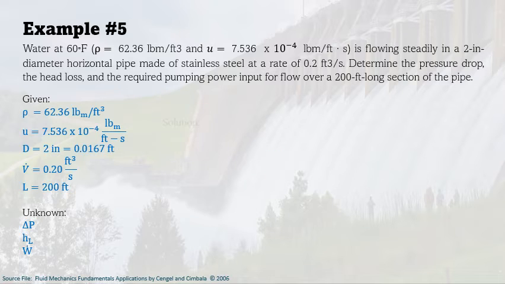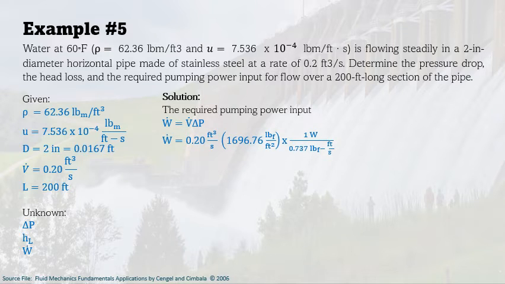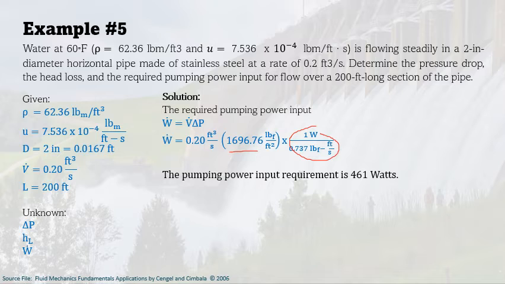So the pumping requirement can now be computed using the head loss or the pressure drop or the pressure loss. Substituting the value of the pressure loss and converting it to watts using this conversion factor, we can get the pumping power requirement to be 461 watts. So this is the power that is needed in order to move the fluid from one location to another in this 200 feet long section of the pipe.